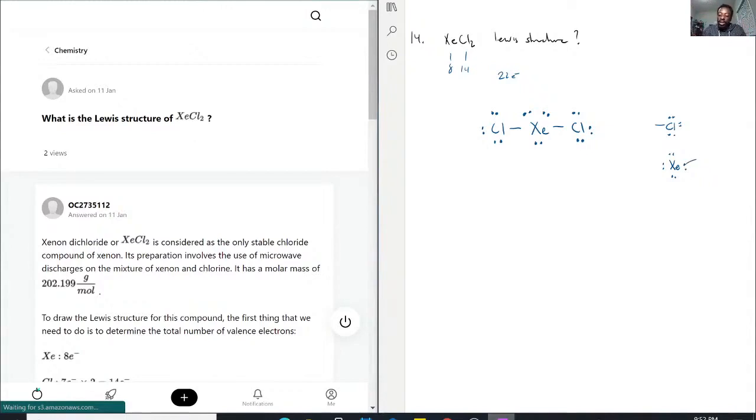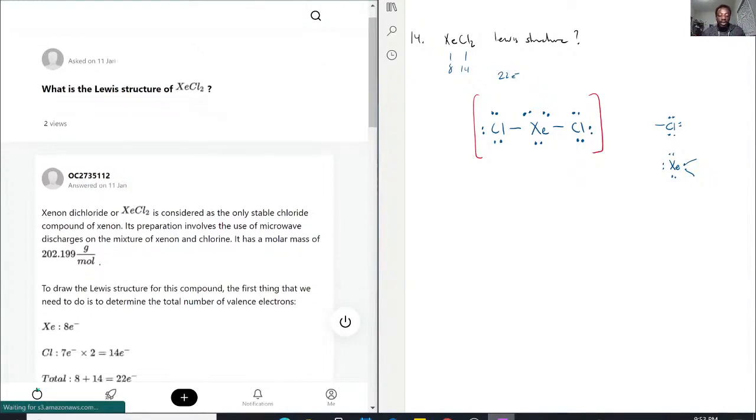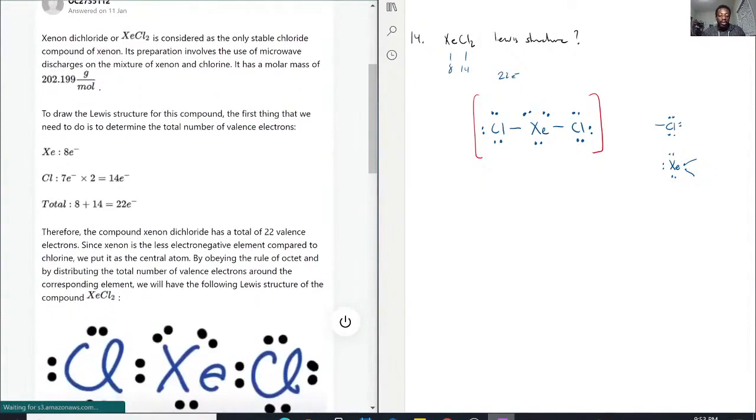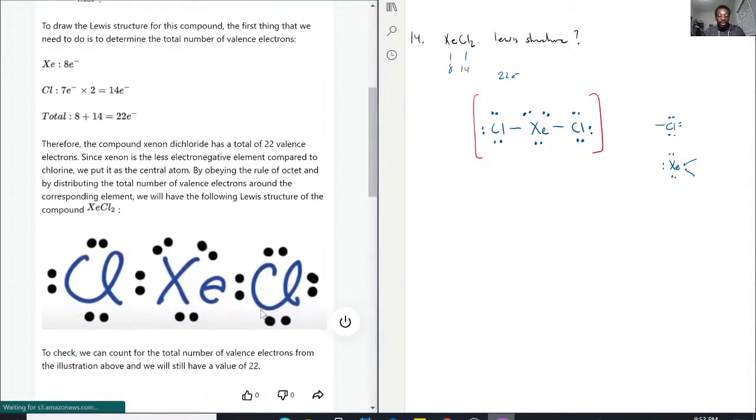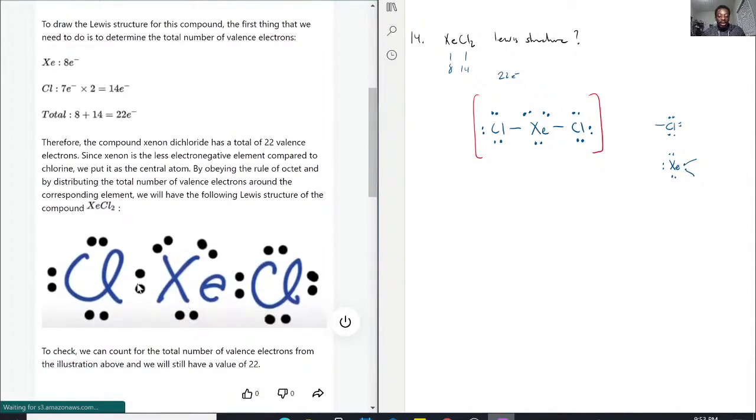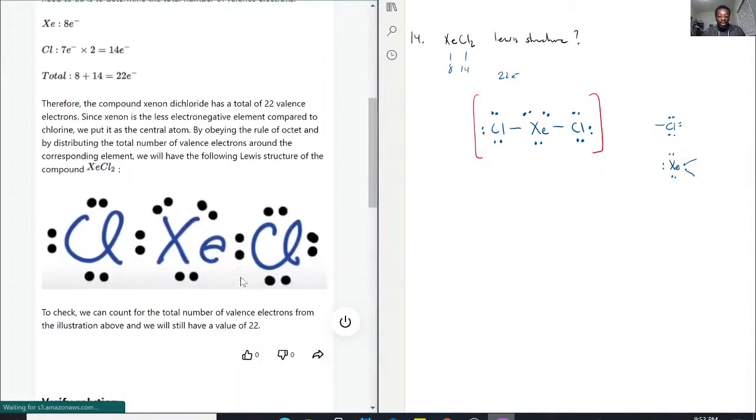So I can do this. So now I can say xenon can have 2 bonds and 3 lone pairs for it to have a formal charge of 0, which is what it's doing here, which is why this would be the best structure for xenon dichloride. This is indeed the Lewis structure for it. Let's see what our colleague says. 22 electrons, and there we go, right here. 3 lone pairs in the xenon and 2 bonds sticking out of it.